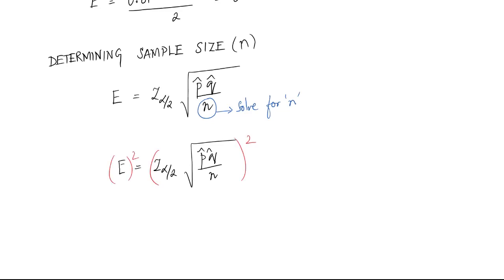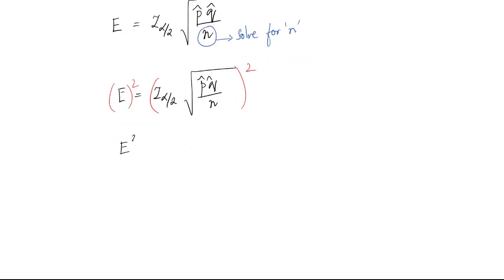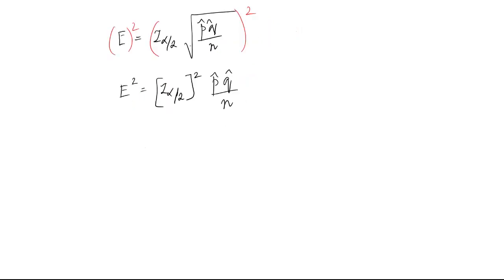So mathematically, this is what we do, right? To solve for n. So you have E squared equals Z alpha over 2, that is also squared. And the square root and the square, right? It comes out as p hat q hat over n. They're all positive quantities, so you don't have to put the absolute value, which you would do in a math problem. But here, they're all positive quantities. Your probability cannot be negative. The number of sample values, your n, cannot be negative. So we're fine.